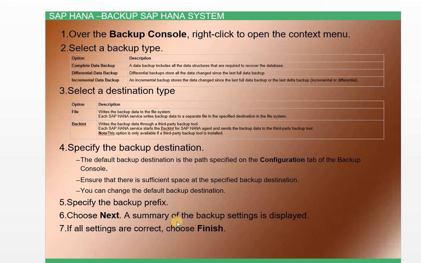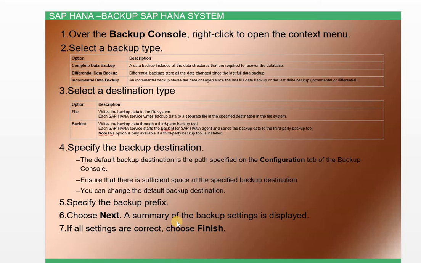The next step is to specify the backup destination where you want to store the backup file. The default backup destination is the path specified on the configuration tab of the backup console. The default backup path can be changed. For the destination where the backup is going to be stored, we have to ensure there is sufficient space.